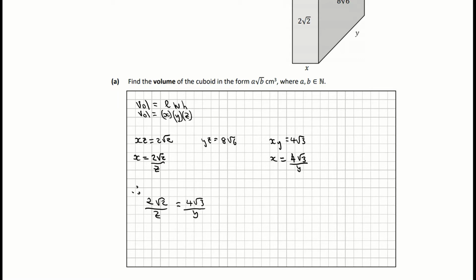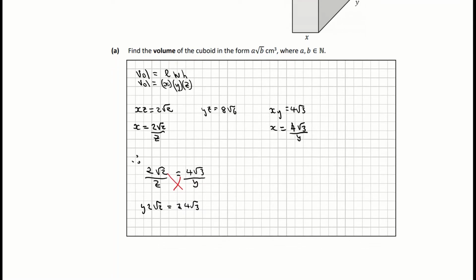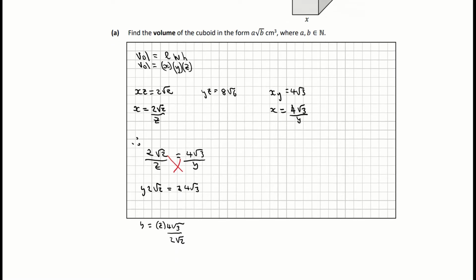I'm going to use some simple cross multiplication now. That gives me y times 2 root 2 is equal to z times 4 root 3. I've just used cross multiplication there, that's all. And I'm going to get y on its own, so I'm going to divide across by 2 root 2. That means y is equal to z, let's put that z in a bracket, times 4 root 3, all divided by 2 root 2. Now, if you go to your calculator and divide 4 root 3 by 2 root 2, it simplifies as root 6.